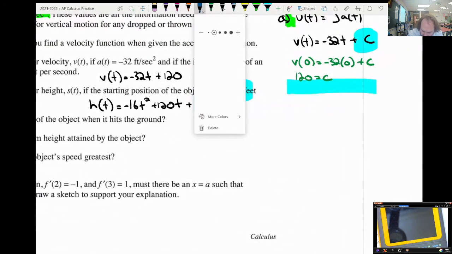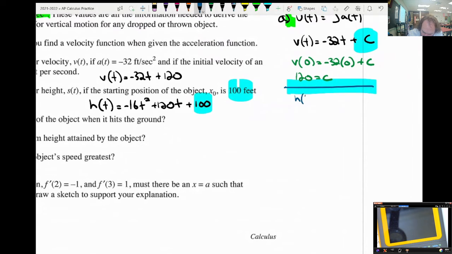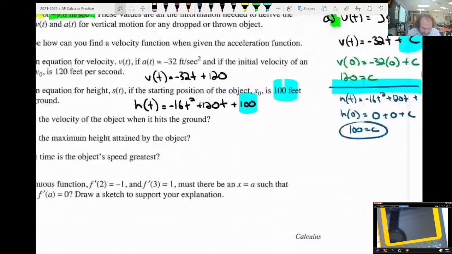We know, I'm going to use blue for this, we know that the height of t is equal to negative 16t squared plus 120t plus c. But we also know the h of 0, which is just going to be 0 plus c, we know that's equal to 100 because that was given to us. So that's another way of proving that the initial height has got to be 100. That's what your c is, like that.